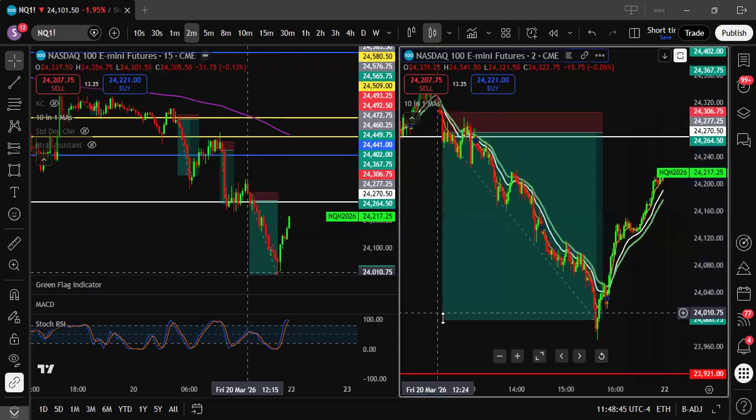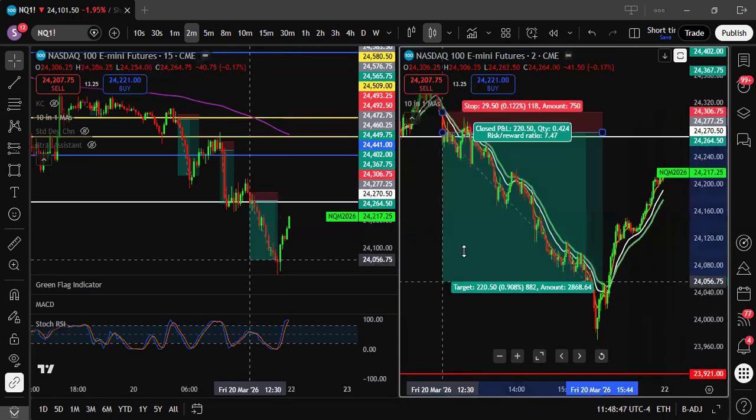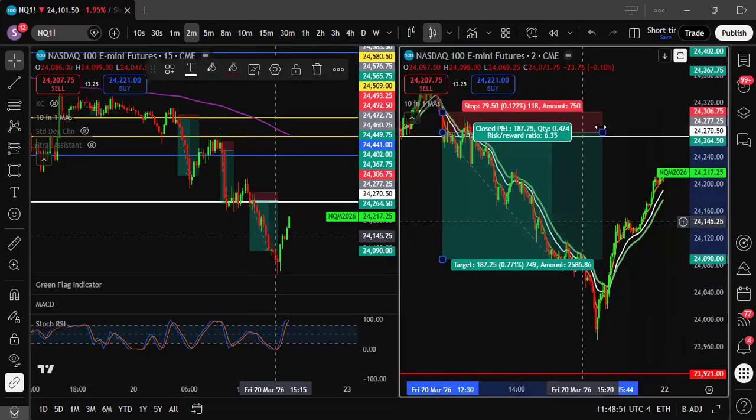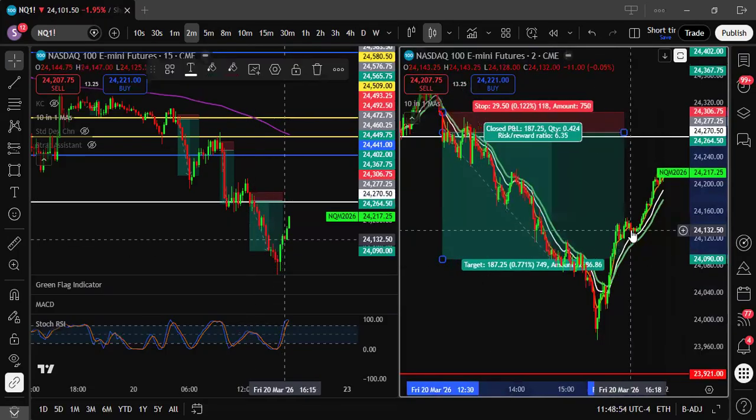So you can say, look, I was playing it to see how low it was going to go, but it crossed back up, so I only got 749 ticks. Oh my God.